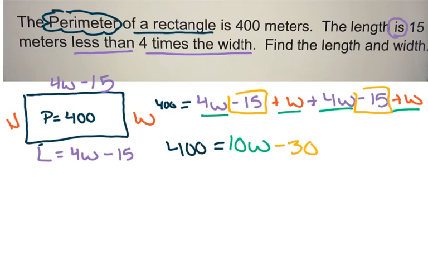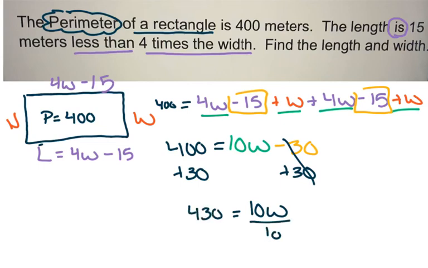So now I can solve this problem. I'm going to add 30 to both sides. So I get 10W equals 430, and then I divide by 10. Okay, so that means the width would be 43.